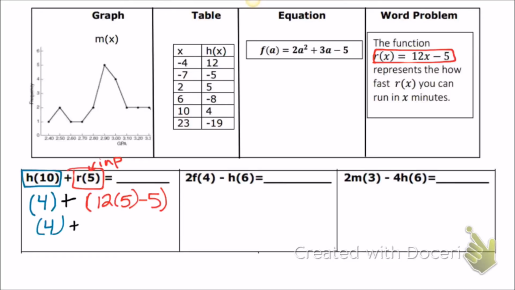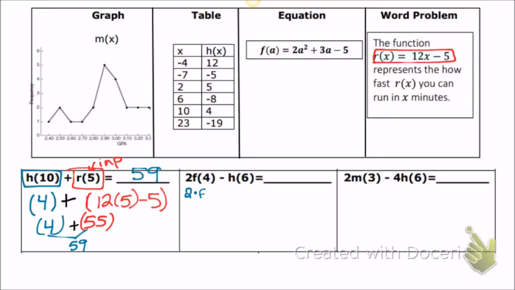Okay. Now we need to type this in the calculator. Can we get 55? So now we just need to add those two together. 4 plus 55 is 59. So that's my final answer. 59.